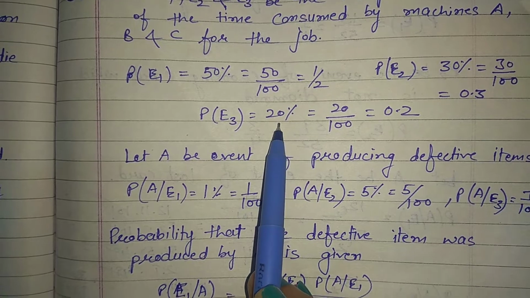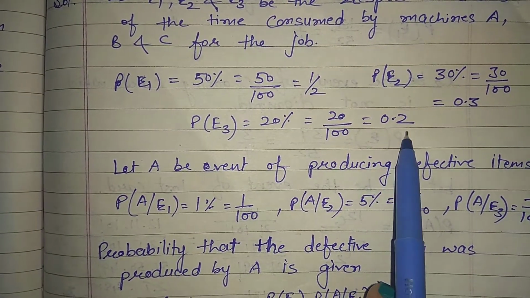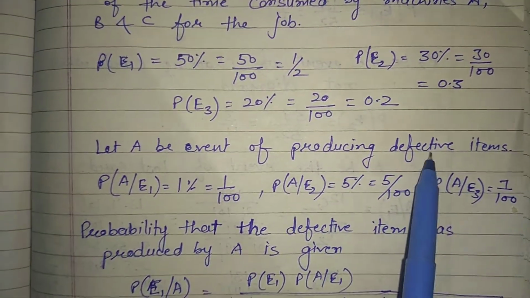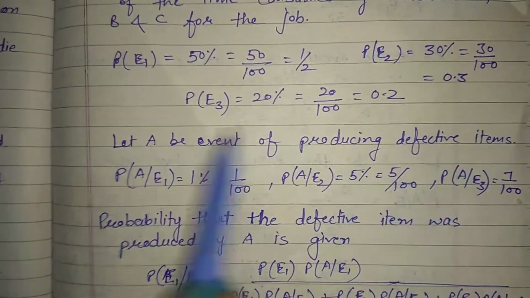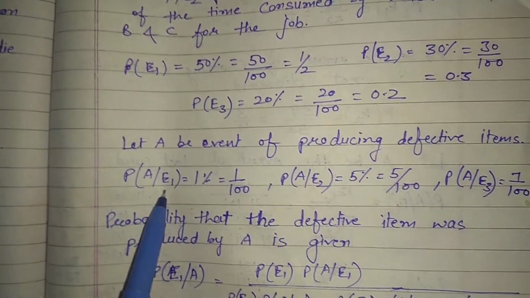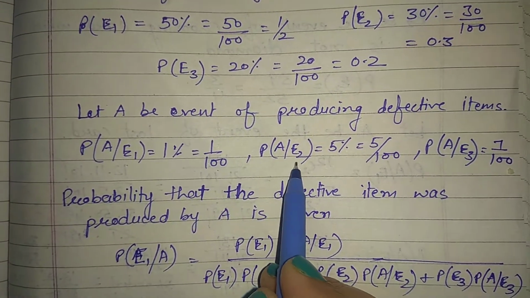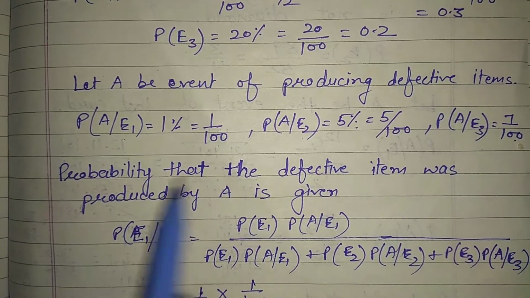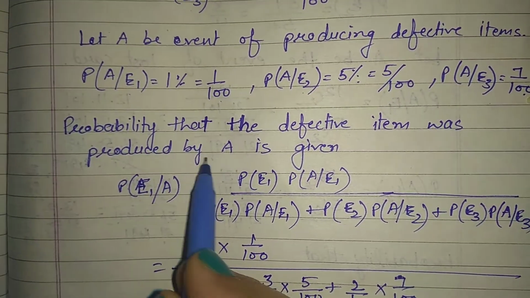P(E3) is 20%, that means 20 upon 100, it means 0.2. Let A be the event of producing a defective item. So P(A|E1) is equal to 1%, that is 1 upon 100. P(A|E2) is 5% given, P(A|E3) is 7% given. So we have to find the probability that the defective item is produced by A.